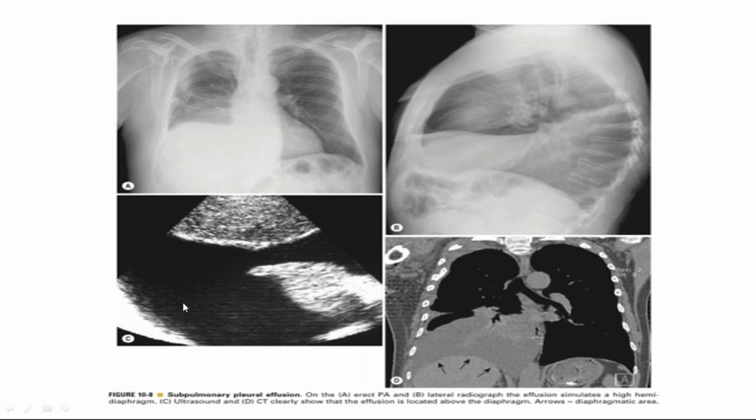This is the ultrasound image of the subpulmonic effusion showing fluid below the diaphragm, and this is the collapsed segment of the lung. And a similar picture can be seen on the CT reconstructed image where the fluid is seen above the diaphragm. The arrows indicate the diaphragm, and the fluid is seen above the diaphragm and under the surface of the lung. This is subpulmonic effusion.